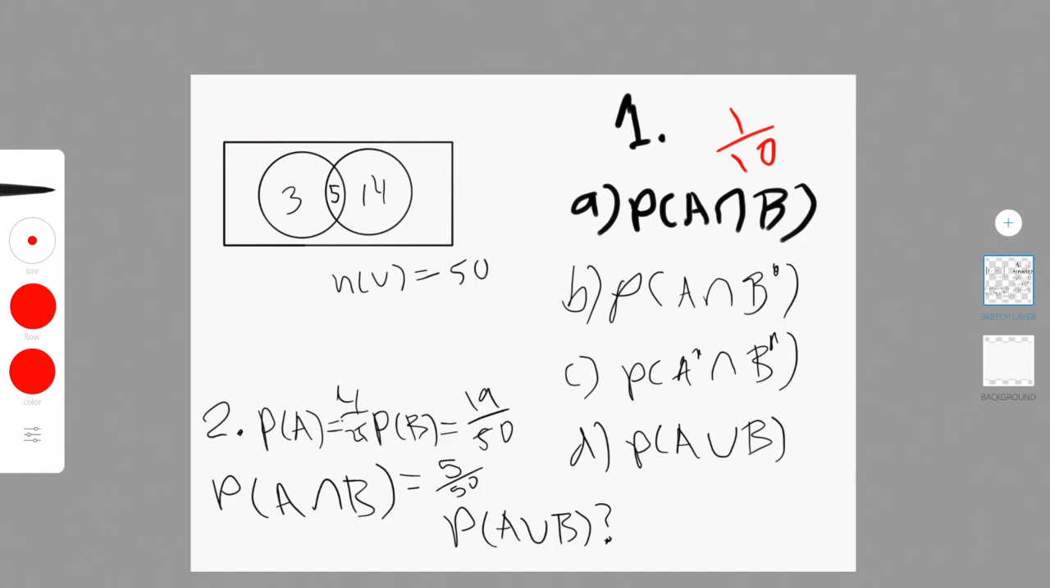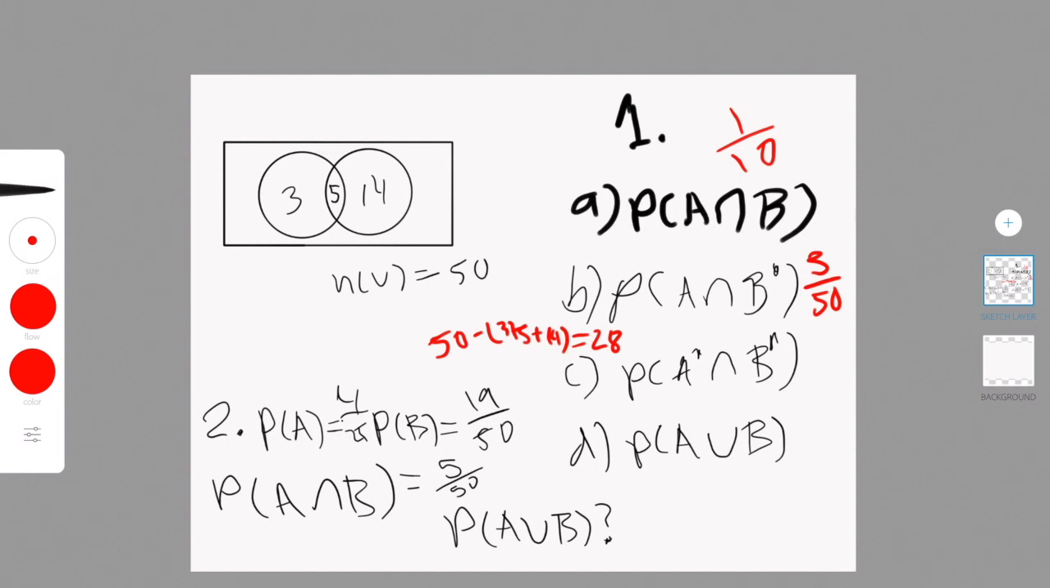Now for C, you're looking at the people who do neither, right? So you have to add up the people who do bio, the people who do chemistry, and the people who do both, and then minus that from the total to find out who doesn't do any. So that would be 50 minus 22, which is 28. So 28 over 50, which would be simplified to 14 over 25. So the probability of someone doing neither, if you pick them at random, would be 20. I'm kidding. It would be 14 over 25.